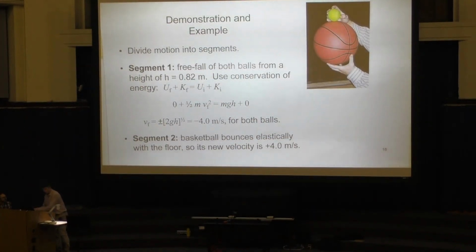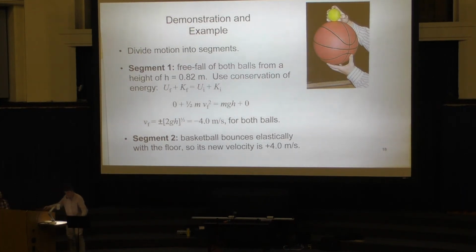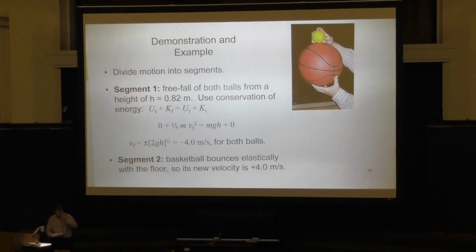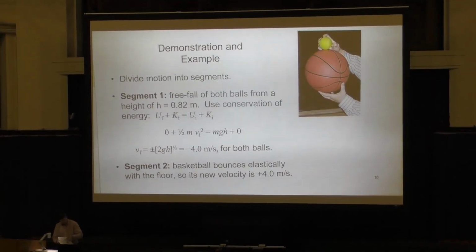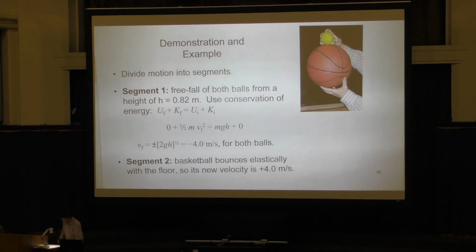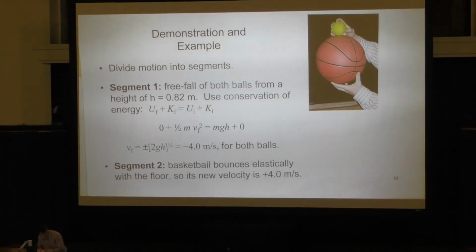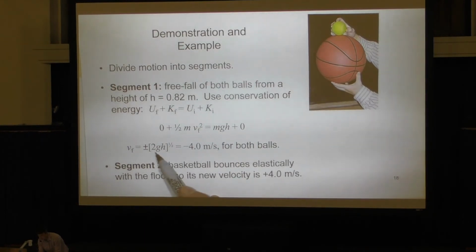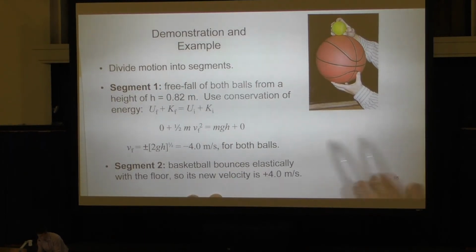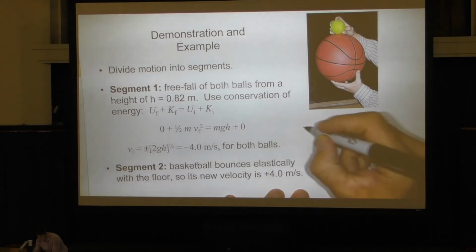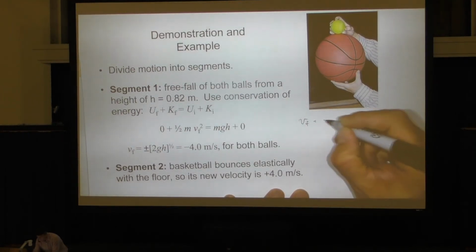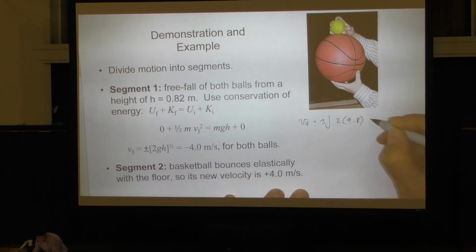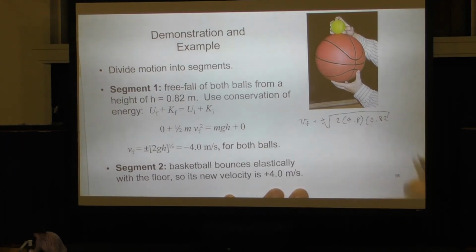Segment 1. This is the free fall. Well, let's use height 0.82. We've got here that 1/2 m v final squared is mgh. It goes down, so I put a plus or minus on this square root because I know it's going down. So v final equals plus or minus the square root of 2 times 9.8 times 0.82.